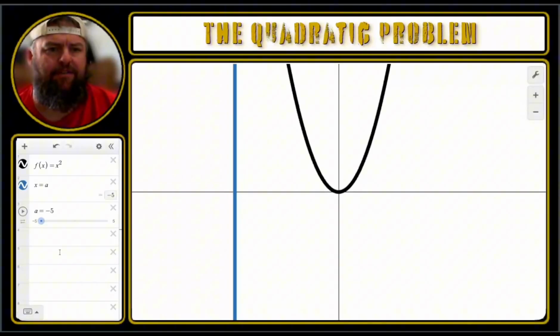Now here's the catch. A standard quadratic function, like f of x equals x squared, technically does not have a single inverse function. But why not? It has to do with failing the horizontal line test.